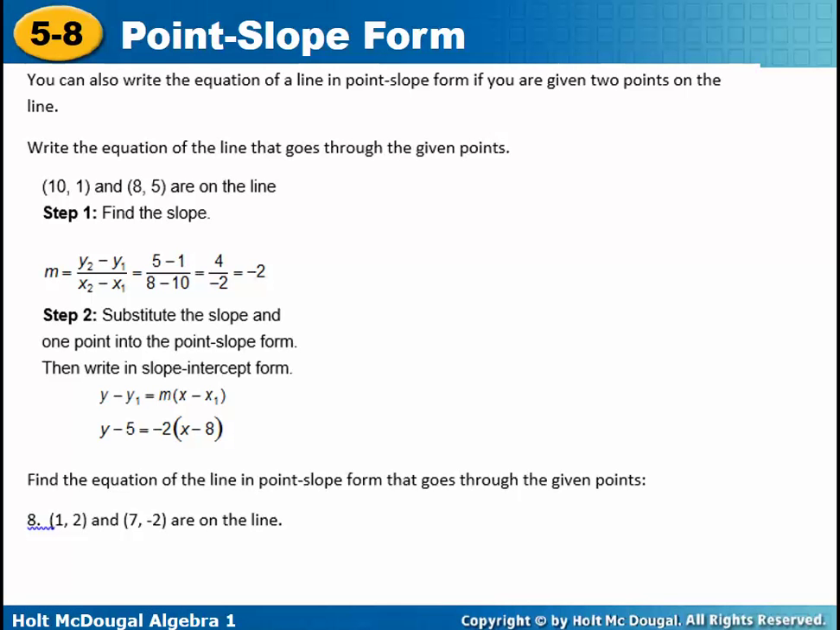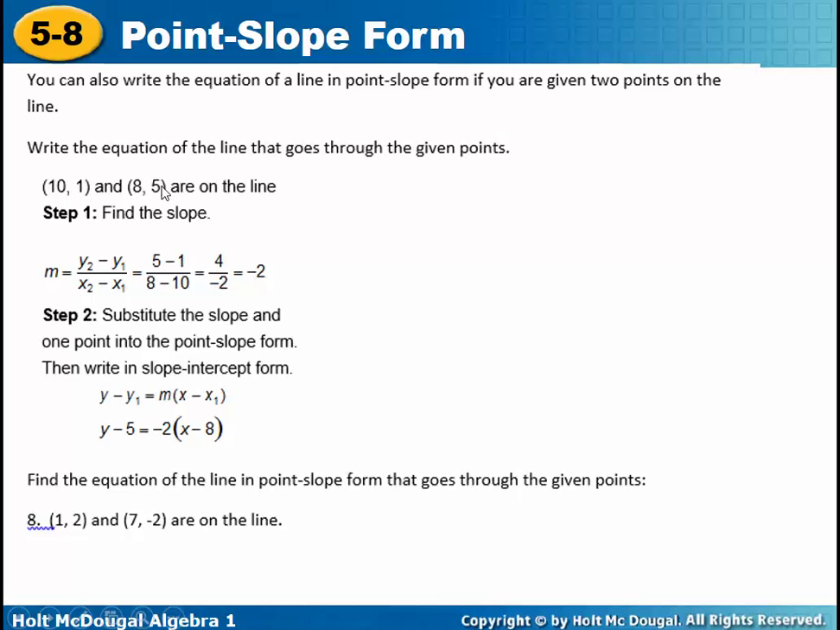We can also write the equation of a line in point-slope form if you are given 2 points on the line. So if you're given 2 points on the line, you have to find the slope first before you continue. So here we are finding the slope. Remember that slope formula, which you already learned about, is y2 minus y1 over x2 minus x1.